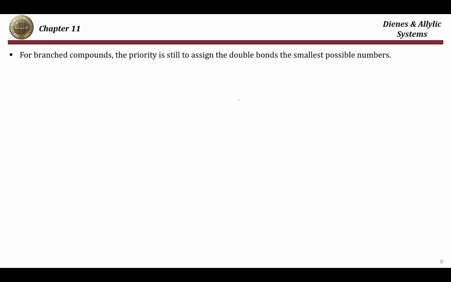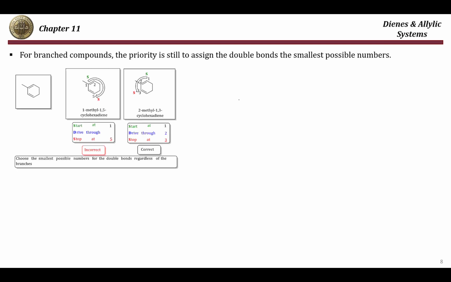If your compound is branched, then again the priority should be always to assigning the double bonds the smallest possible numbers. So even in this case here, for example, I have 2 options. I can start at this carbon here, and then this will be carbon number 2, so my double bonds will be at positions 1 and 5. The other option will be starting at this carbon here and then proceeding in an anti-clockwise way until we reach this point. So my double bonds will be at positions 1 and 3. And this is a smaller set of numbers, and that's why this will be the correct one.